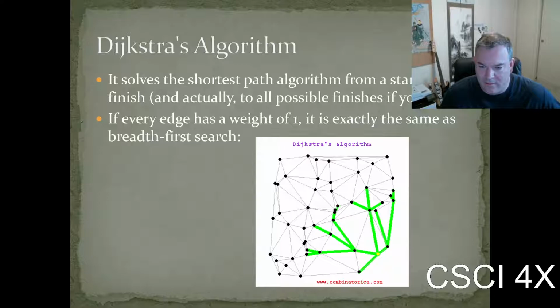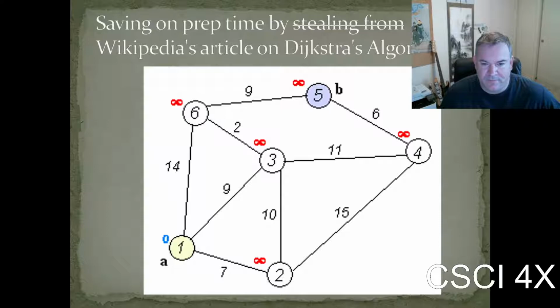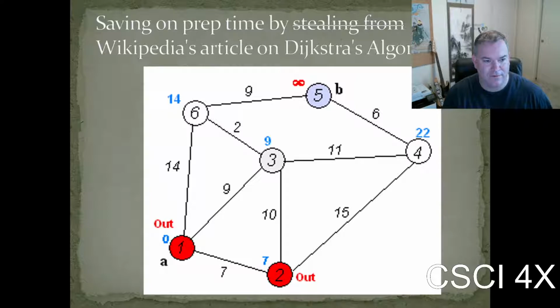So Dijkstra's and BFS are the same if all the edges are the same weight. Let's see if I have a picture here. Okay. So for Dijkstra's, you start off by adding all the kids of A. A is your starting node, right? So we add 2, 3, and 6 to the to-do list, and we sort it by total distance from start.